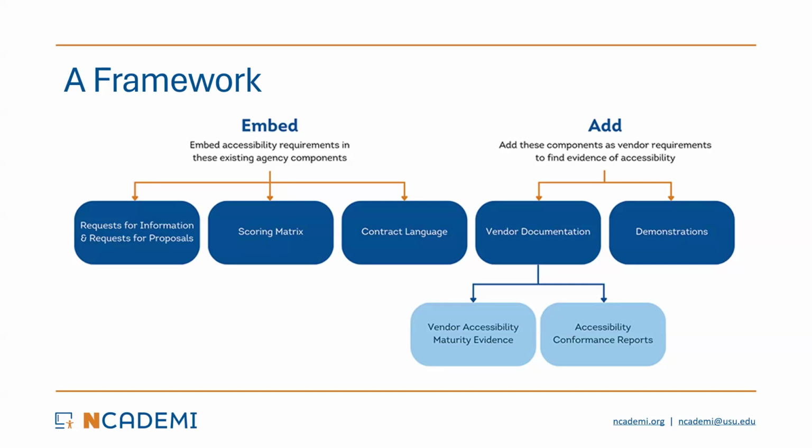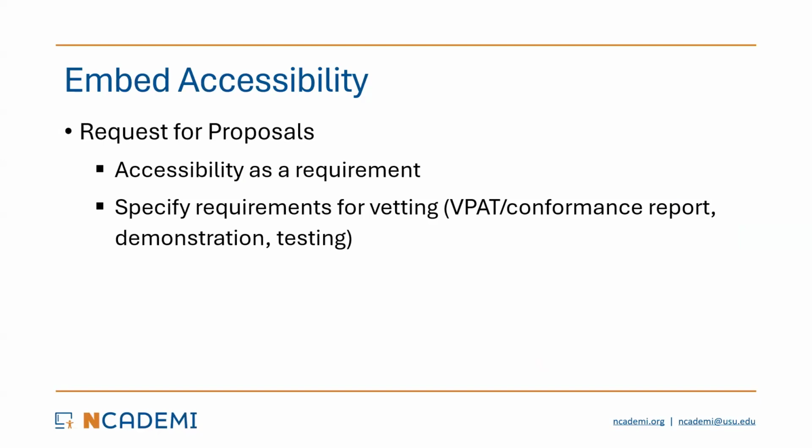And all of that is the vetting side, trying to make a determination about what the accessibility is like when we're comparing the different products that might be in a procurement. So when we think about embedding, I want to talk a bit more about the request for proposal. It's an instrument that's common in procurement, but if you're not really involved with that, then it might not be something you're terribly familiar with.